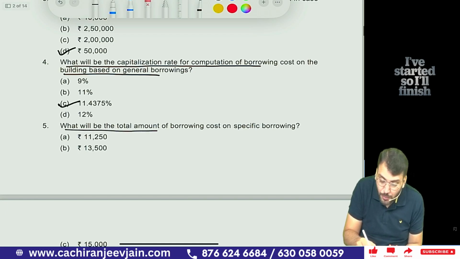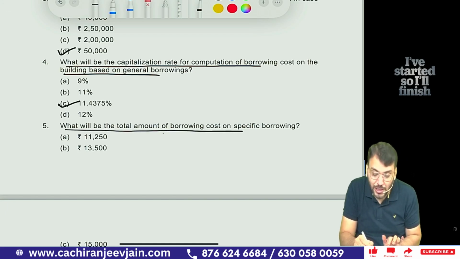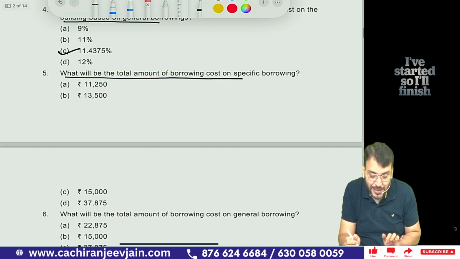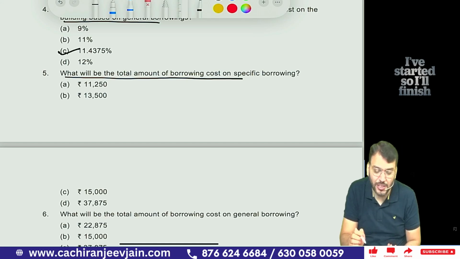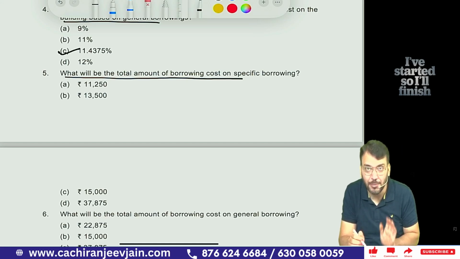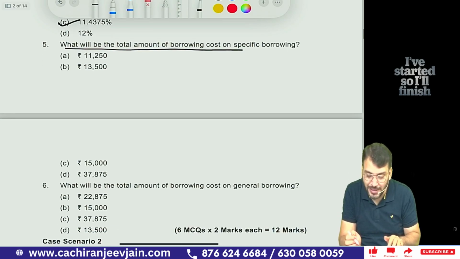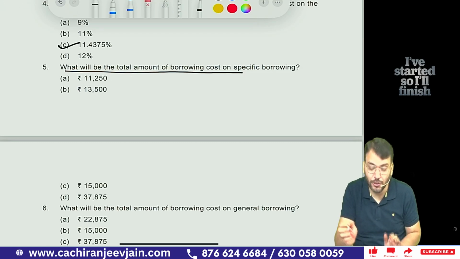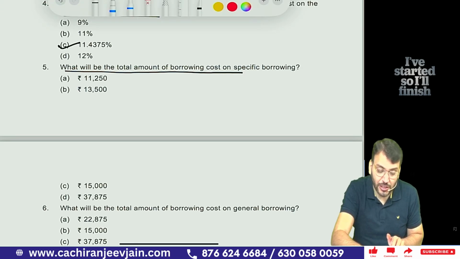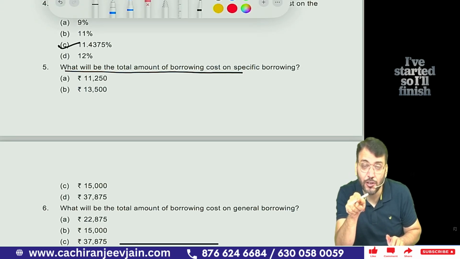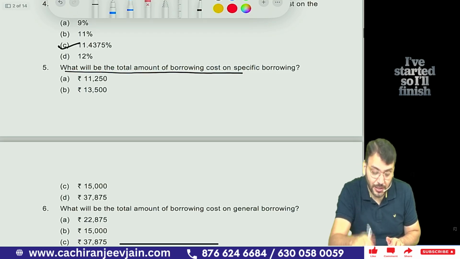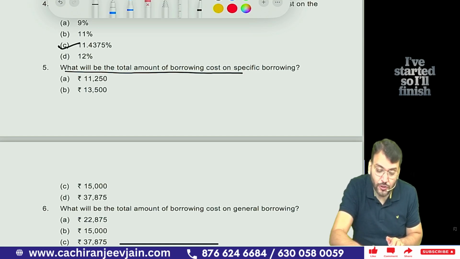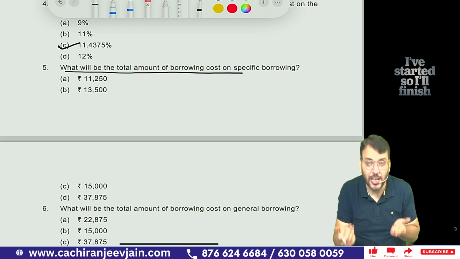What will be the total amount of borrowing cost in specific borrowing? This also we calculated. They have asked the total amount of borrowing cost, but this should be the total amount of borrowing cost to be capitalized, because out of the total, some borrowing cost will be capitalized and some will be charged to profit and loss account. If the question is the total amount of borrowing cost, it used to be 9 lakh into 9% means 81,000, but that option has not been given.